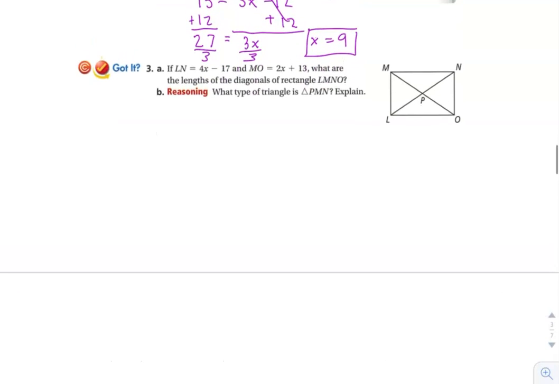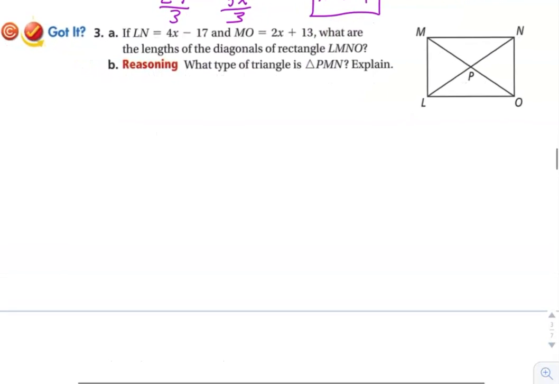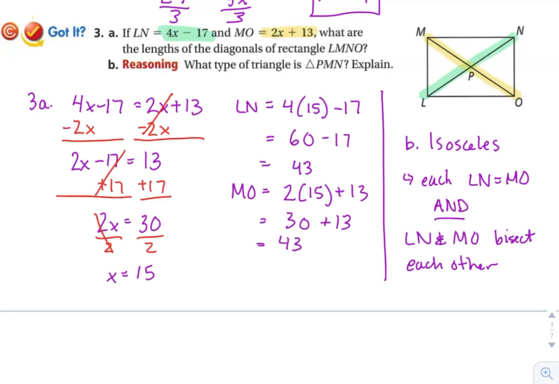All right, you guys pause the video once again and try 3A and B. All right, here's all the work for this problem, guys. Make sure you solve for x first and then plug it in to solve for LN and MO. You really only needed to plug into one expression, but I like to check my work and make sure that I solved for x properly. So if you plug it in for LN here, you get 43 units. If you plug it in for MO, you also get 43. Right? The answer for A is 43.